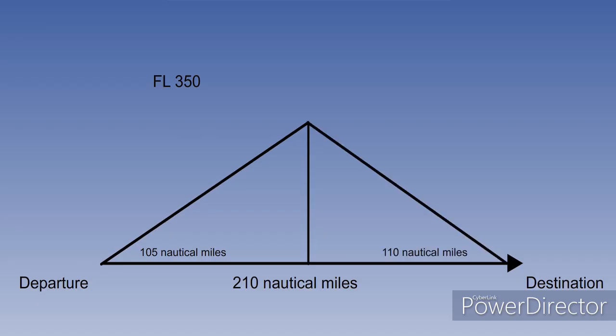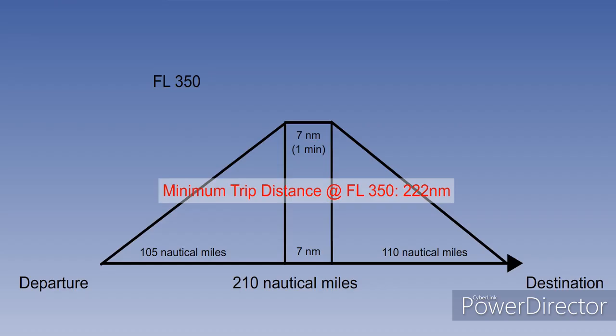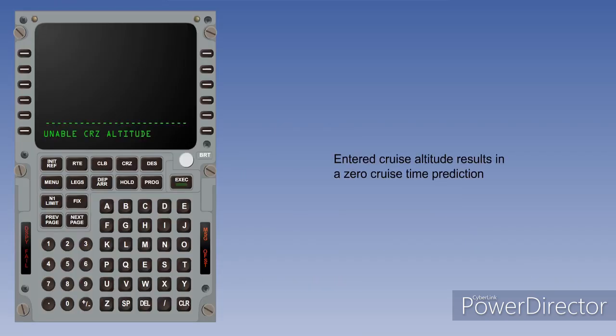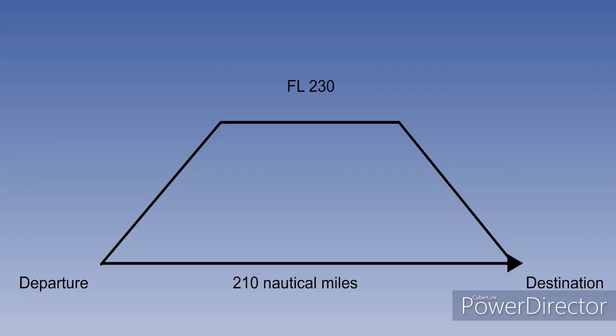It also calculates the descent distance, taking into account the same factors. Typically, this might be 110 miles. However, the computer works on a minimum acceptable cruise time of 1 minute, which is usually about 7 miles. This would give us a minimum trip distance of 222 miles. We would therefore get an unable cruise altitude message. If we then select a lower altitude, it should work.